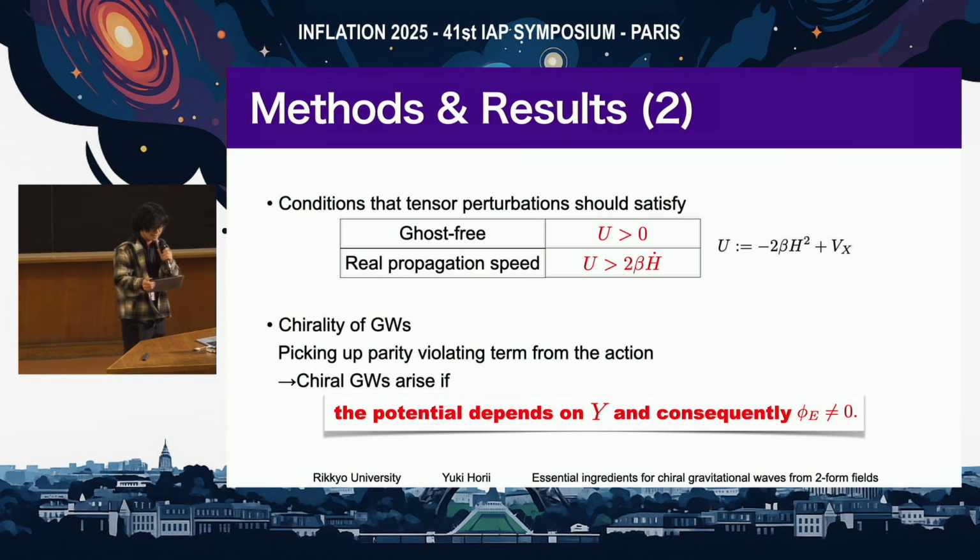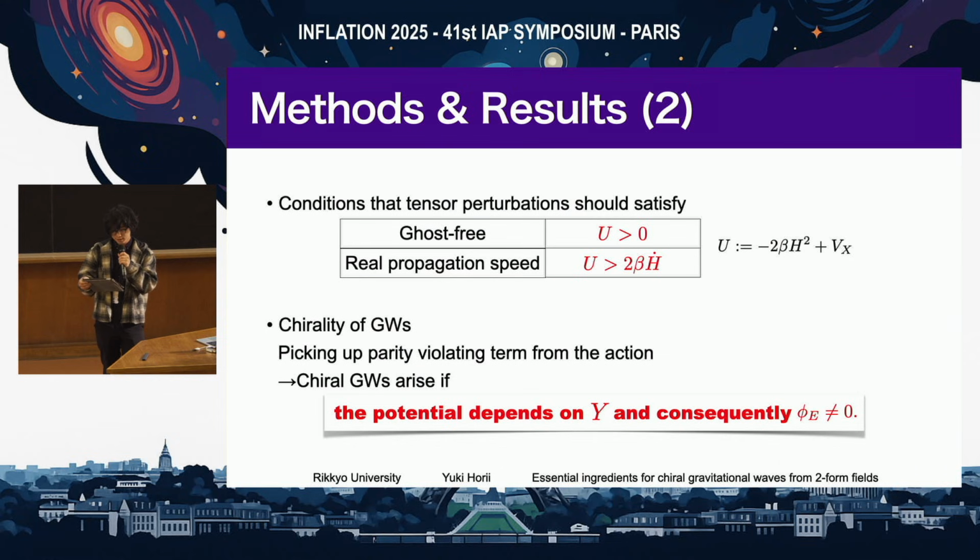Next, let us consider tensor perturbations. Tensor perturbations must satisfy both the ghost-free condition and the real propagation speed condition. These conditions can be expressed by requiring that u is larger than 0 and 2β ḣ, where u is given by this expression.